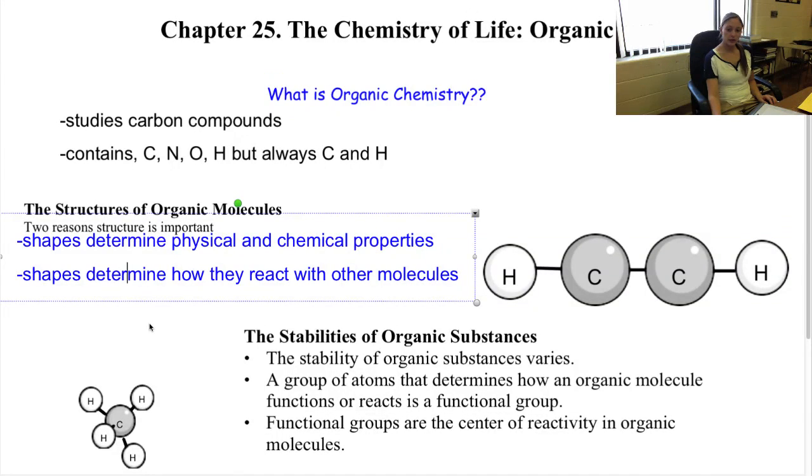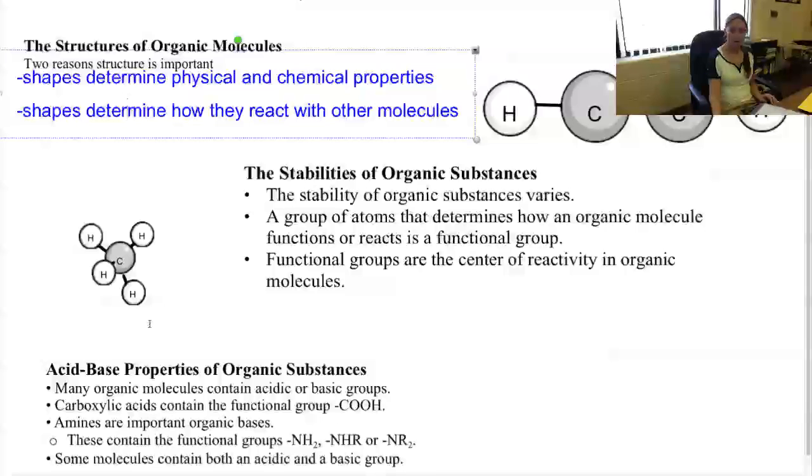Okay, two things here that you have all filled in that you don't have to fill anything in for is the stabilities of organic compounds, because it varies. And a group of atoms will determine how an organic molecule functions. That's called the functional group. We're going to look at those at the end of the chapter here.